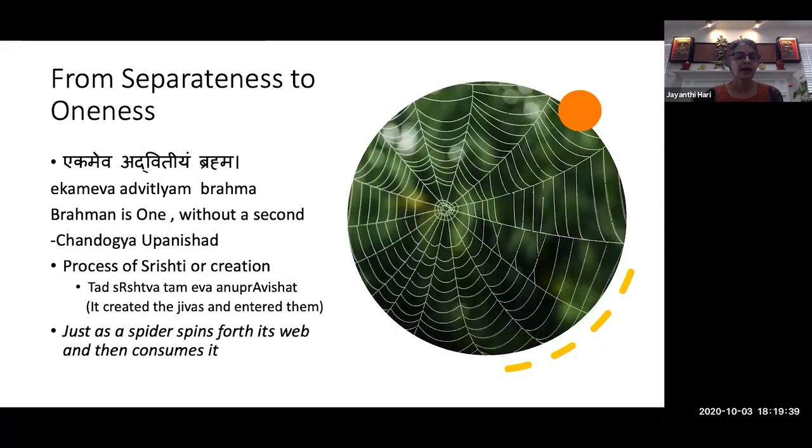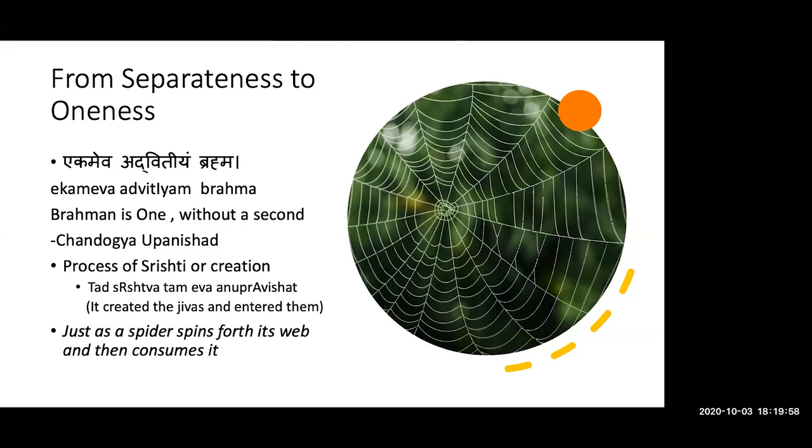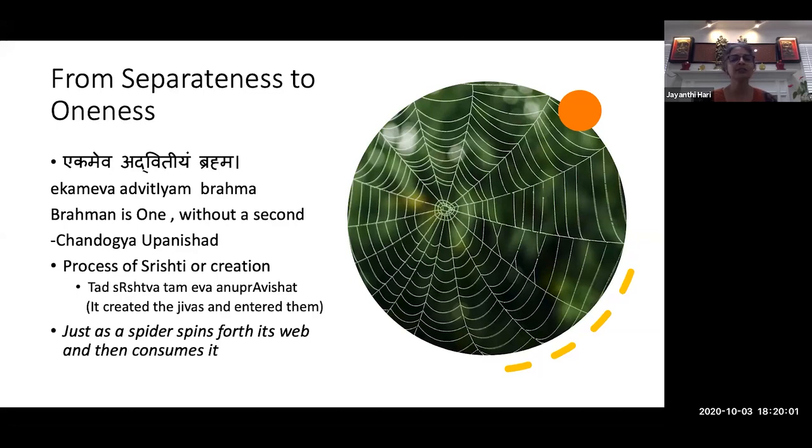Okay. From separateness to oneness is the next description of Brahman that we'll be exploring. Ekameva advitiyam Brahma. This is from the Chandogya Upanishad. Brahman is one without a second. This is one Brahman. Now, here I want to introduce the concept of Srishti, or creation as we know it. How does creation happen? Creation really stems forth from Brahman, which is eternal, as we said before, pure consciousness.